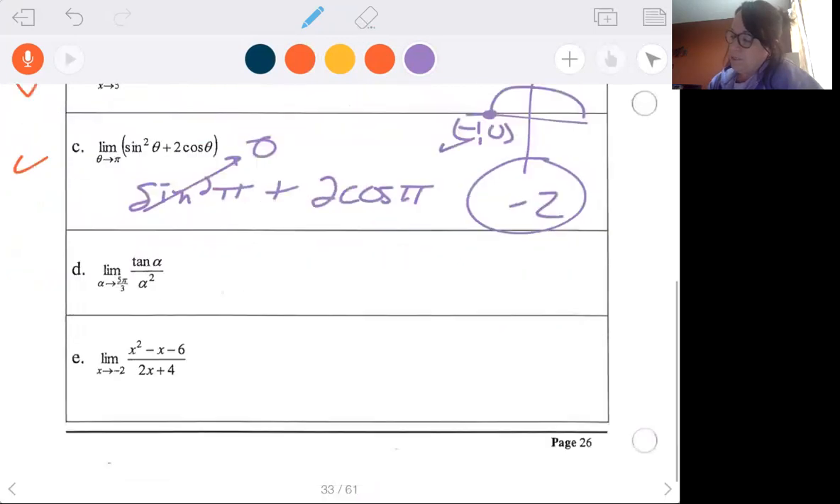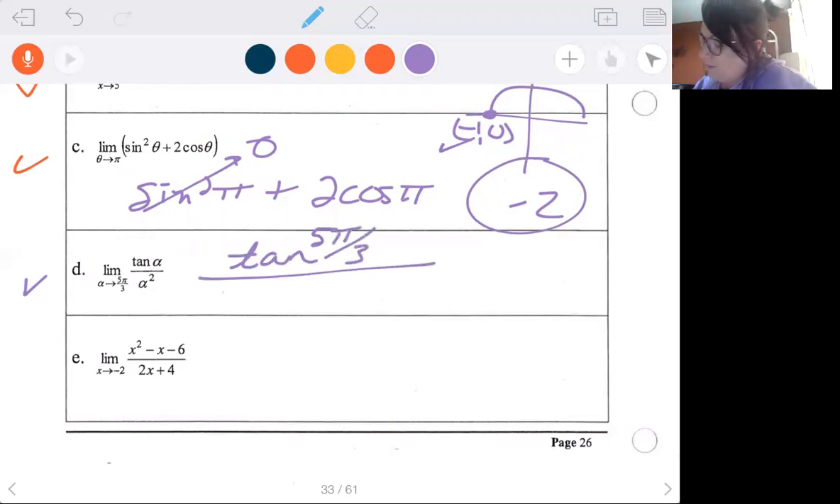Next tricky one. I do have a denominator. I better make sure it's not 0. It's not. It's 5 pi thirds squared. So this one's just going to be tangent. And again, I'm just plugging it in because I'm not getting a 0 in the denominator. That's tangent 5 pi thirds over 5 pi thirds quantity squared.